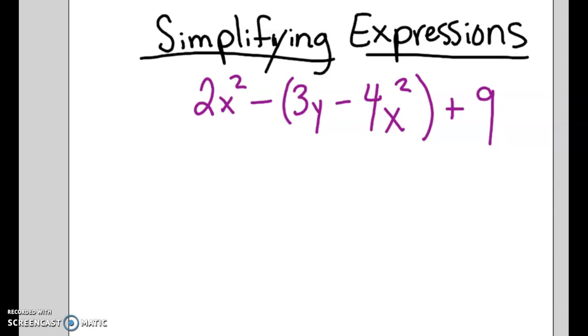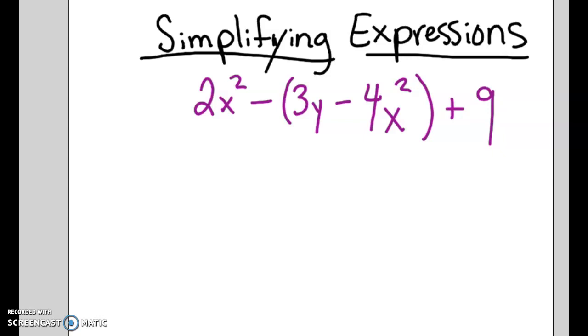All right, so let's simplify some expressions. Now, when we have an expression, there's a few things that we need to do in order to simplify it. If we have any parentheses, we need to use the distribution property. So we're looking for what is directly in front of those parentheses.